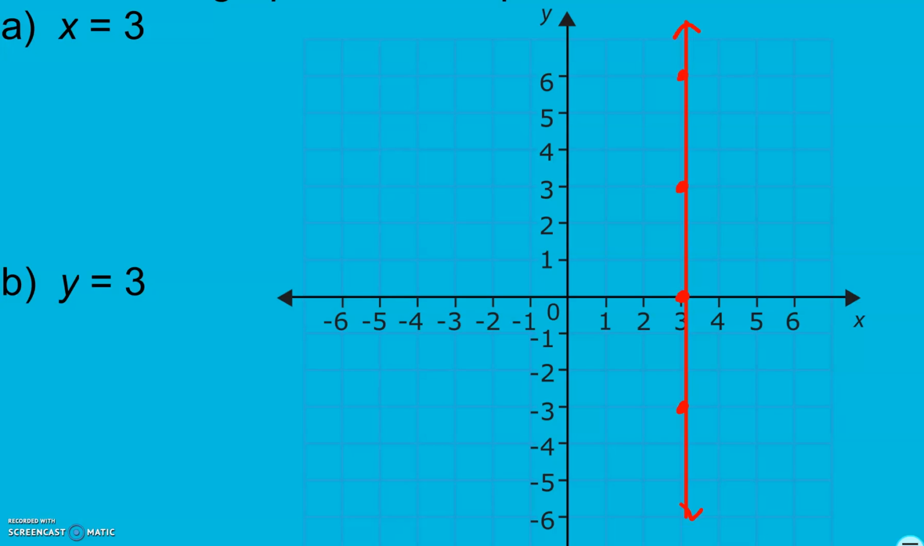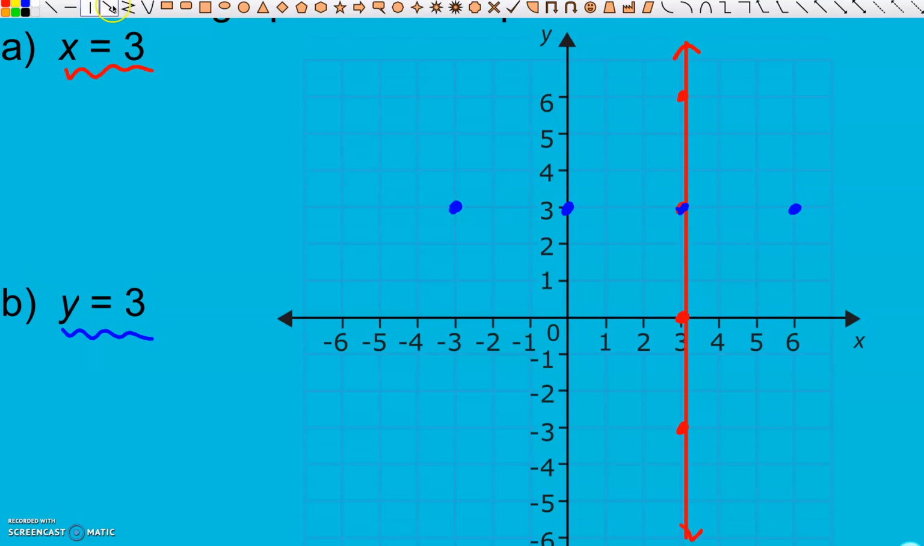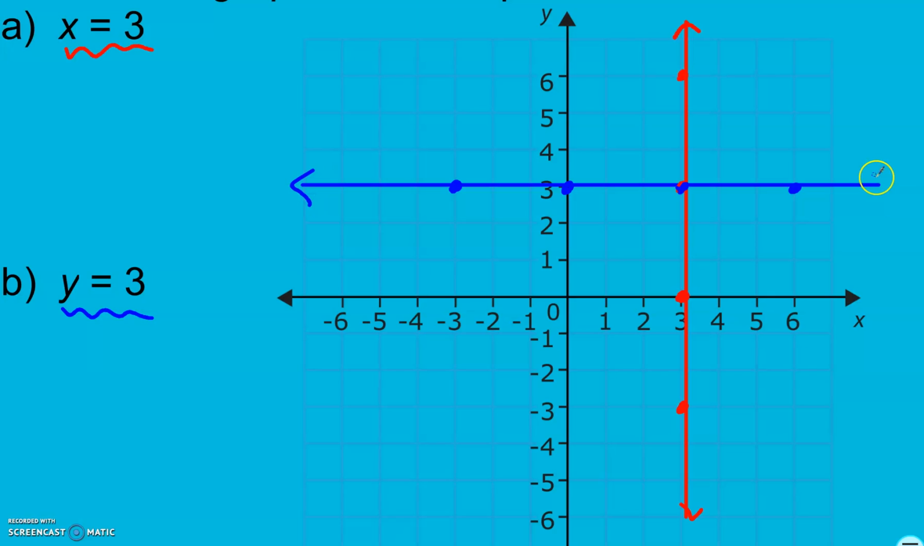Same idea here for y. Y equals 3 at my y-intercept. It also equals 3 at the point 3, 3, and at 6, 3, and at -3, 3. All of those have a y value of 3. It makes it true. So here we have a horizontal line through y equals 3. Again, arrows to show it continues.